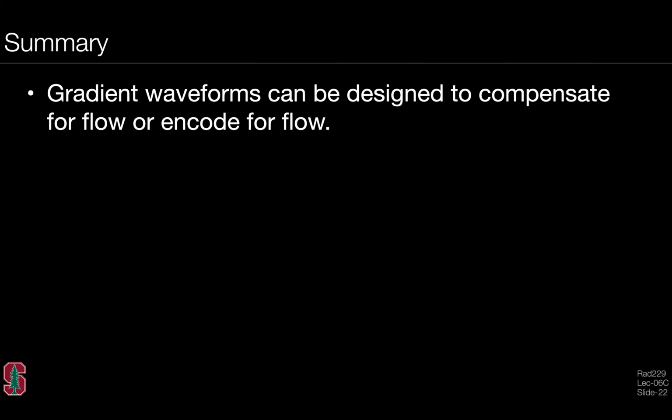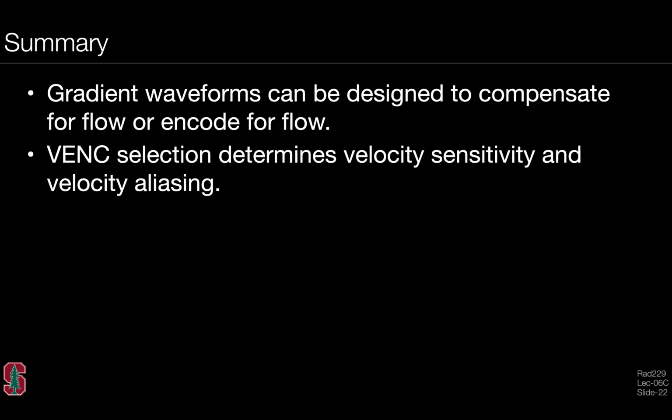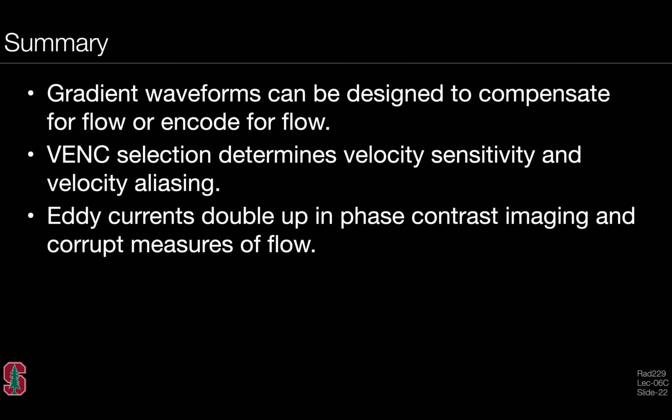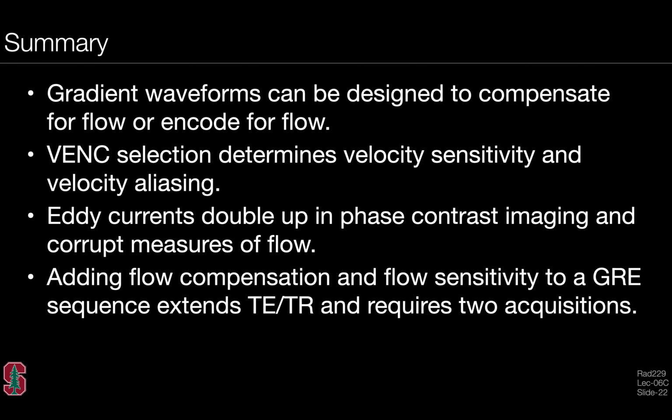So in summary, we've described how gradient waveforms can be designed to compensate for flow or encode for flow. We've talked about the VENC selection and how it determines velocity sensitivity and velocity aliasing. We've also described how eddy currents double up in phase contrast imaging and corrupt measures of flow. And finally, we've seen that adding flow compensation and flow sensitivity to a gradient echo sequence extends the TE and TR, and of course requires 2 acquisitions, thereby extending the acquisition interval.